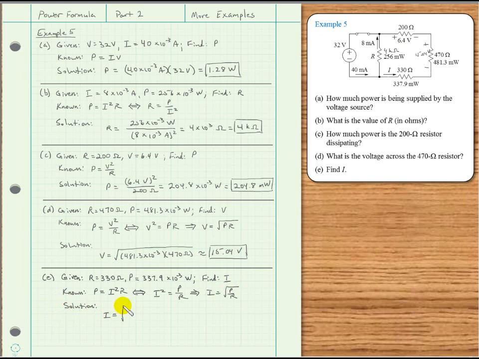I is equal to the square root of power 337.9 times 10 to the minus 3 in watts divided by resistance 330 ohms. And when I did that, I got 32 times 10 to the minus third amps, or 32 milliamps. So there are 32 milliamps flowing through this resistor.